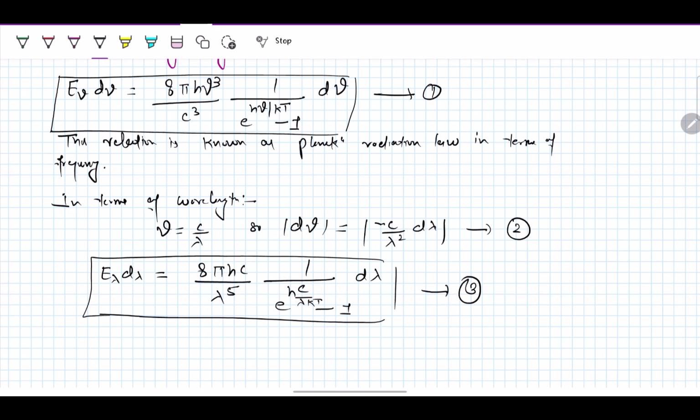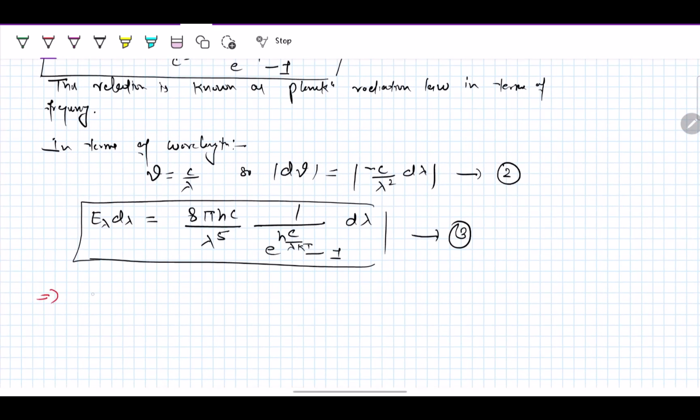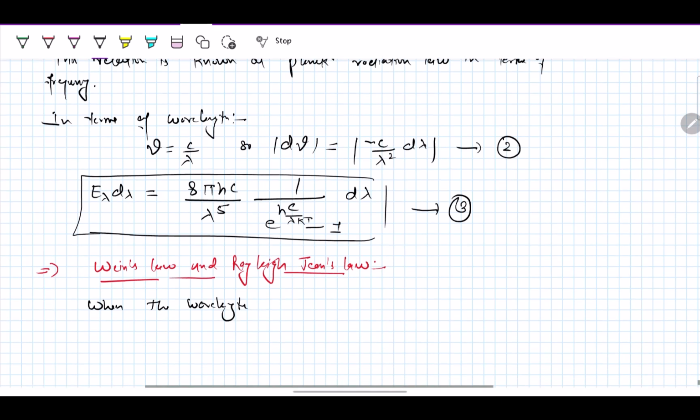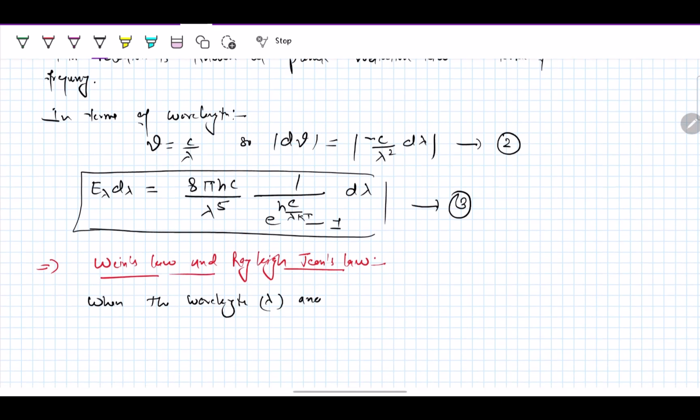From the same relation we can figure out Wien's law and Rayleigh-Jeans law. So the next topic is Wien's law and Rayleigh-Jeans law. The first case is when the wavelength lambda and temperature T, capital T, are very small.